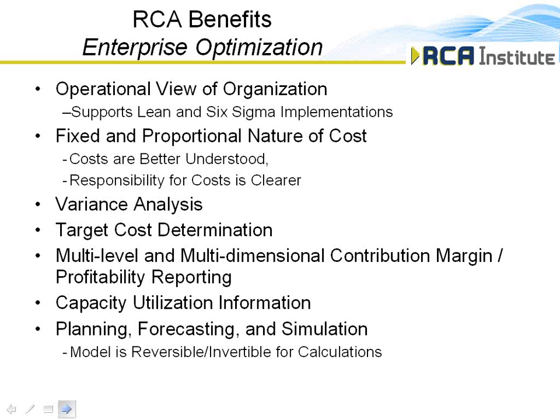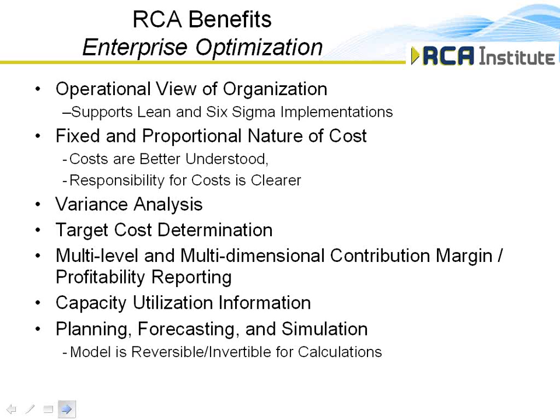RCA is focused on providing transparent, highly understandable view of the economics of your organization's operations. It tracks the nature of costs, fixed and proportional, and how this nature changes to provide highly relevant information for marginal and incremental analysis. RCA can provide detailed variance analysis for extraordinary cost control and visibility. RCA allows you to plan cost targets without distortions. Fluctuations in volume will not change unit costs.